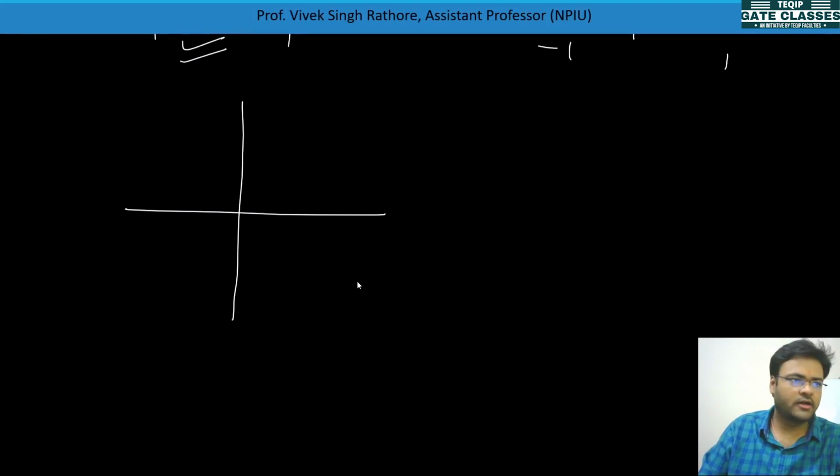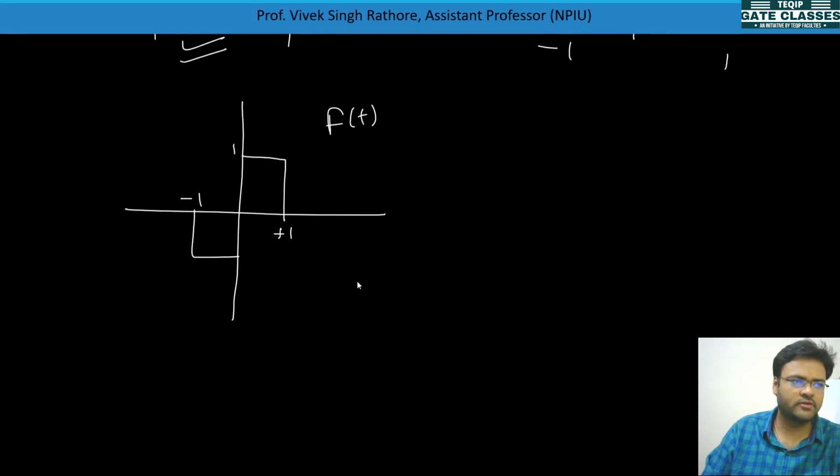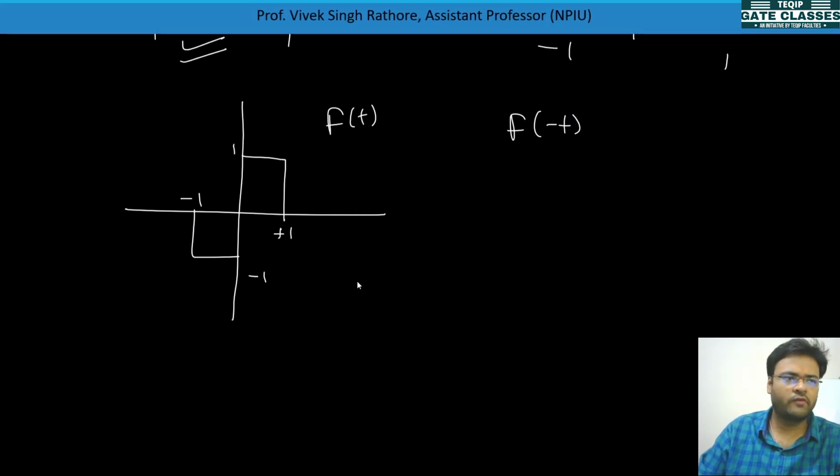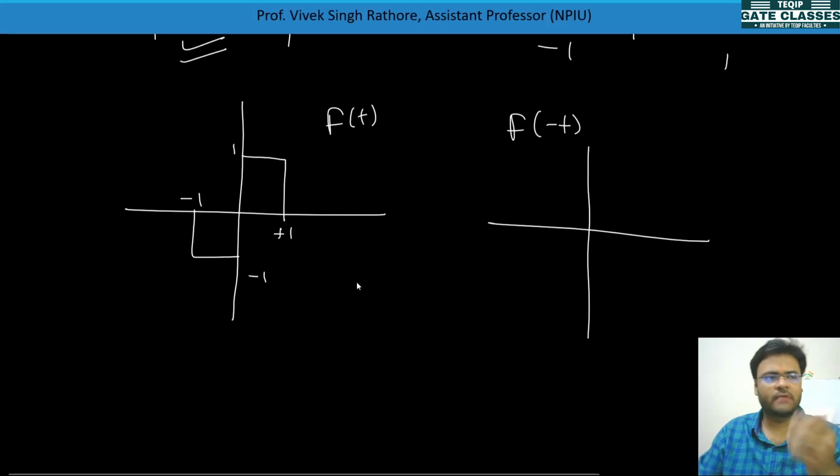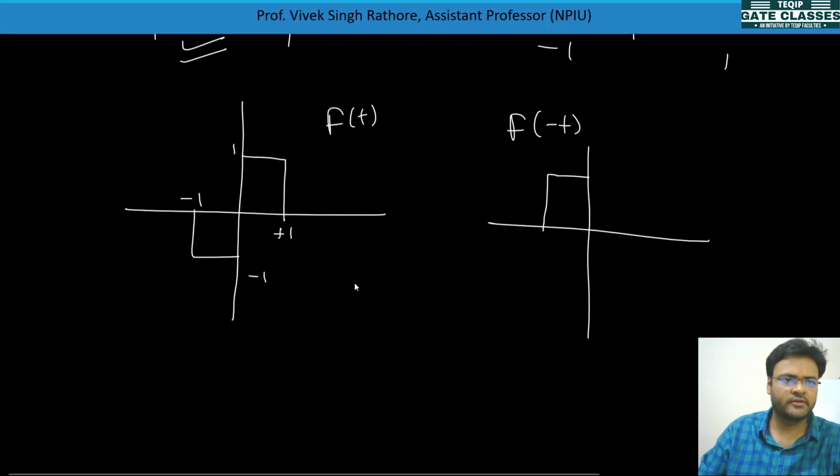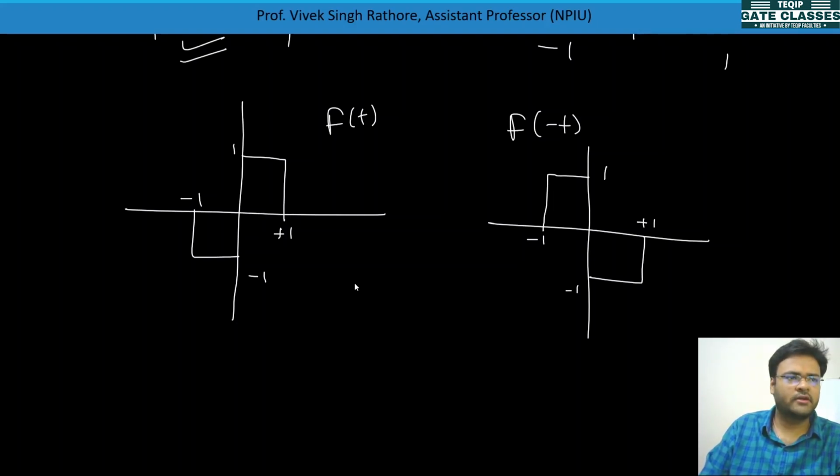Let's suppose this signal is there, and this is f of t, and this is -1, 1, and this is -1. So now let's take f of minus t. We just need to do time reversal. So this will come like this, and this will come like this. So this will be +1 only, this will be -1 only, this will be 1, and this will be -1. But you can see both are not equal. So this is definitely not an even signal.